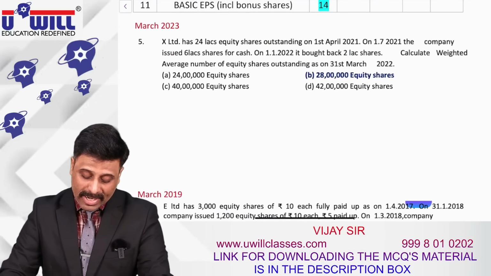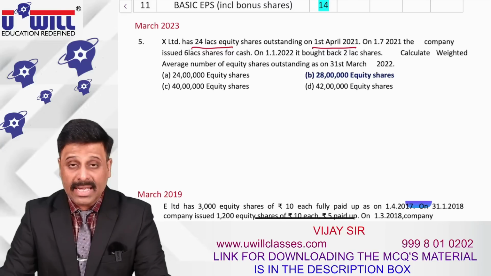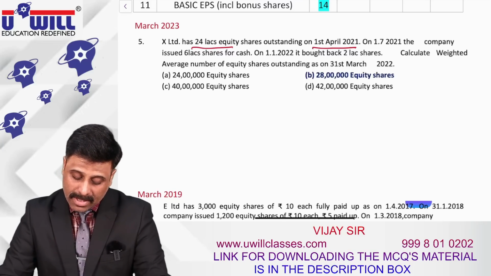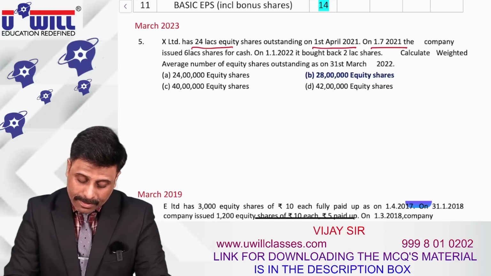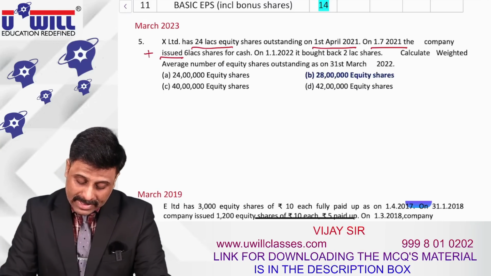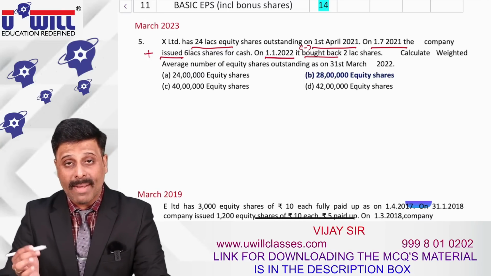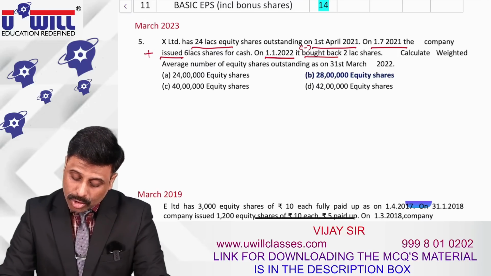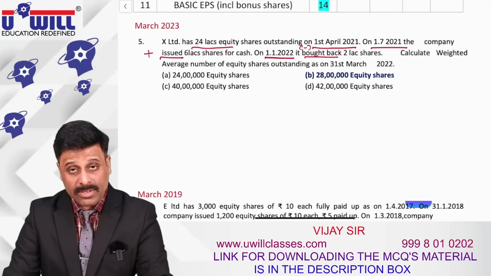First, March 2023's question number 5. X Limited has 24 lakh equity shares outstanding on 1st April 2021. Opening balance is 24 lakhs. On 1/7/2021, the company issued, means we will plus, okay, the shares will increase, 6 lakh shares for cash. And on 1/1/22, it bought back, bought back we will minus, okay, bought back means the shares will decrease, 2 lakh shares. Calculate weighted average number of equity shares outstanding as on 31st March 22.